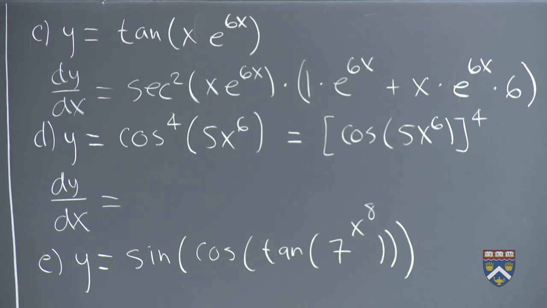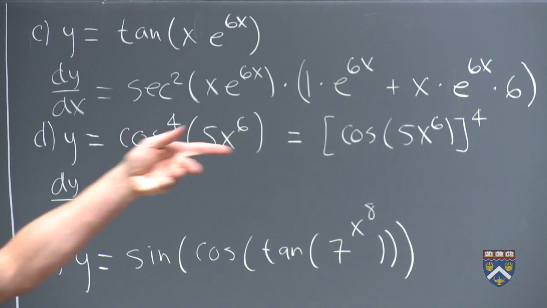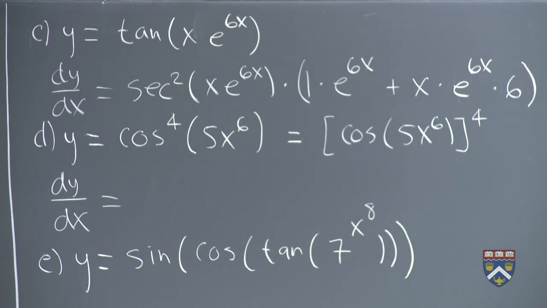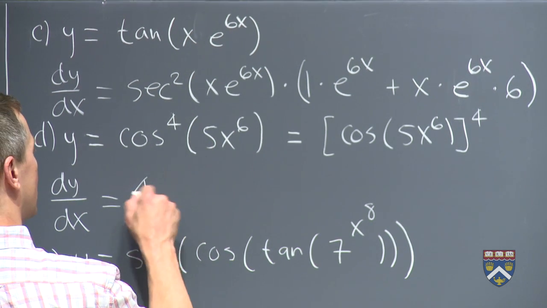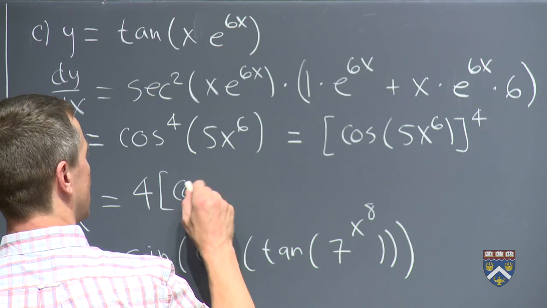So if we're doing the chain rule, we start with the outside. We've got some stuff to the 4th power. What's the derivative of some stuff to the 4th power? It's 4, and then what? Same stuff or different stuff to the 3rd power? Same stuff, right? Chain rule says you keep the inside the same.